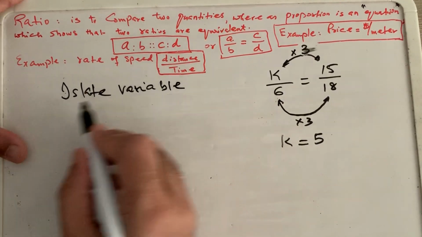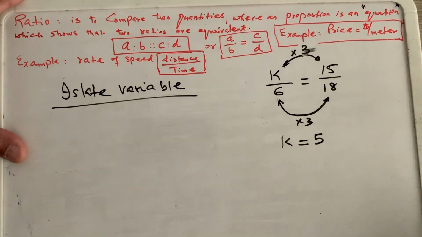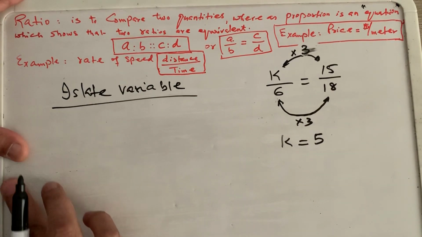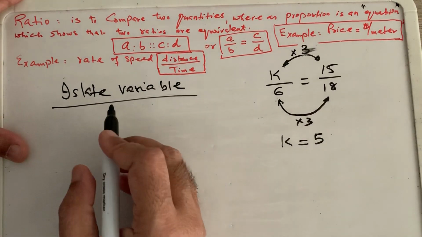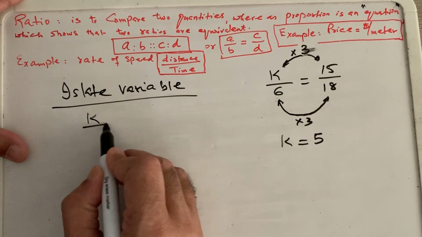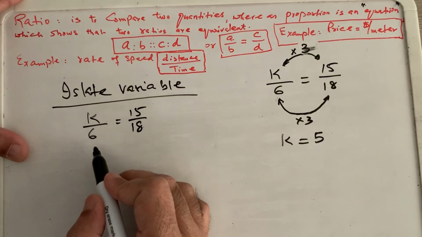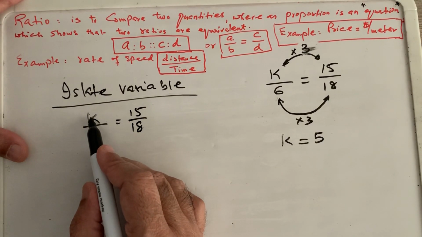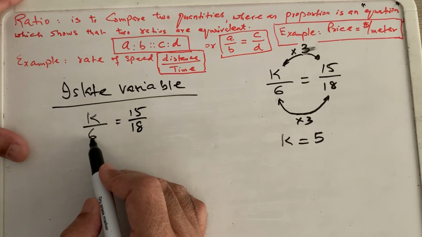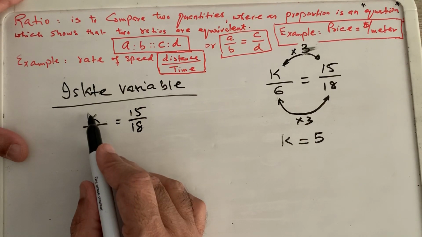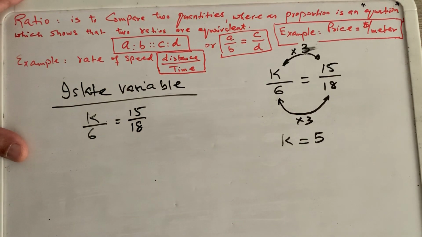Isolating the variable means that we have to shift everything to the other side of the equation and keep the variable alone on one side of the equation, right? So if we have k over 6 is equal to 15 divided by 18, I have to keep k alone. I have to get rid of this 6. What 6 is doing with k is a division because it is in the denominator. So it is dividing k.